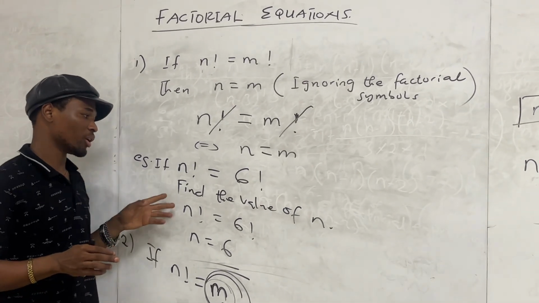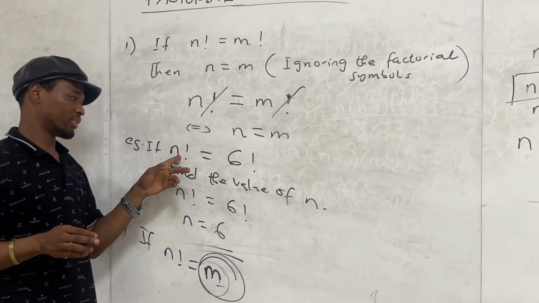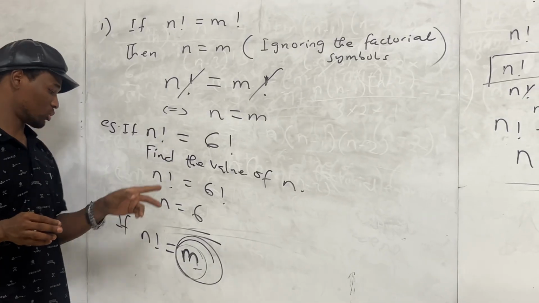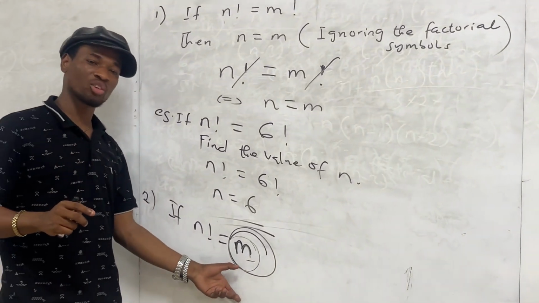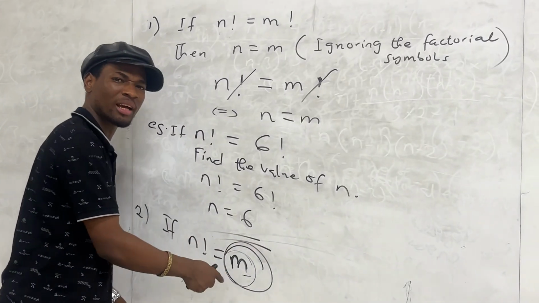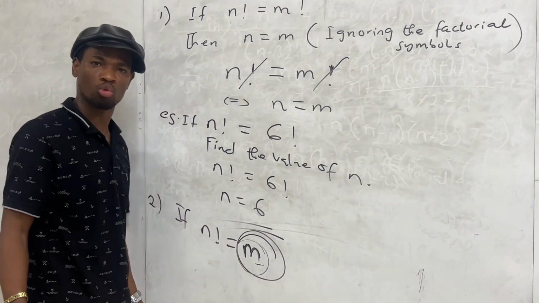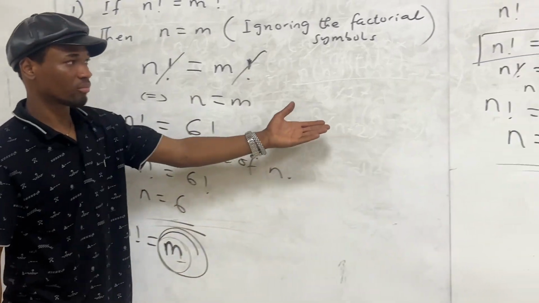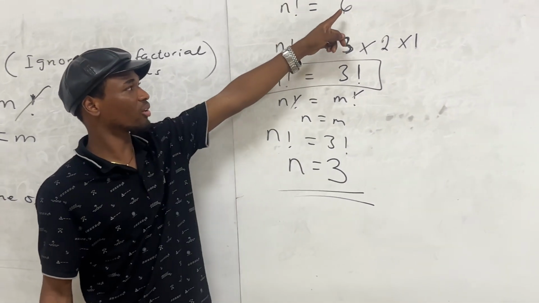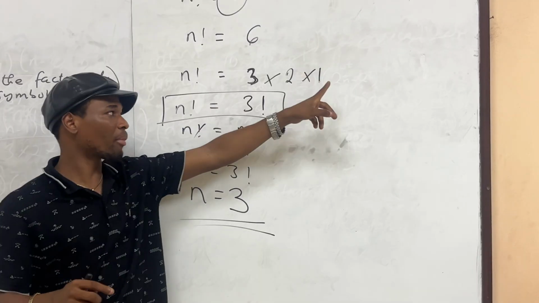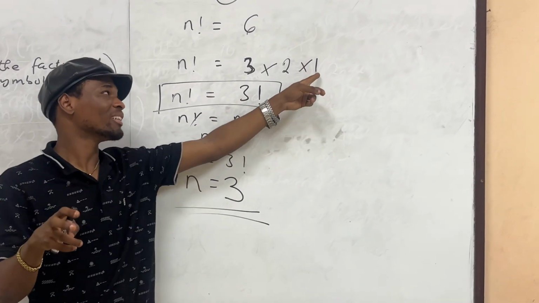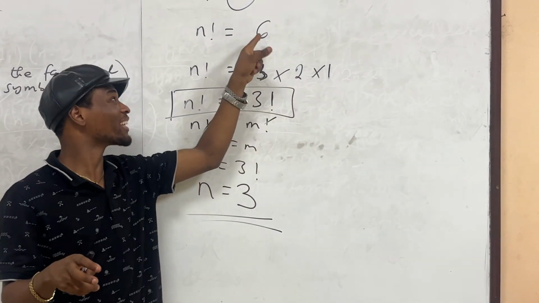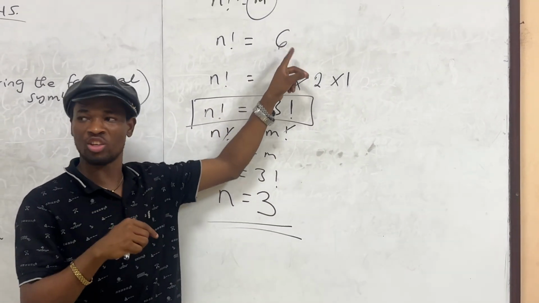The second one: if n factorial is equal to an expression without the factorial sign, convert the one without the factorial sign into factorial notation. Remember to start from the number 1. Then you do the multiplication such that when you multiply these numbers, it will yield the number given in the question.